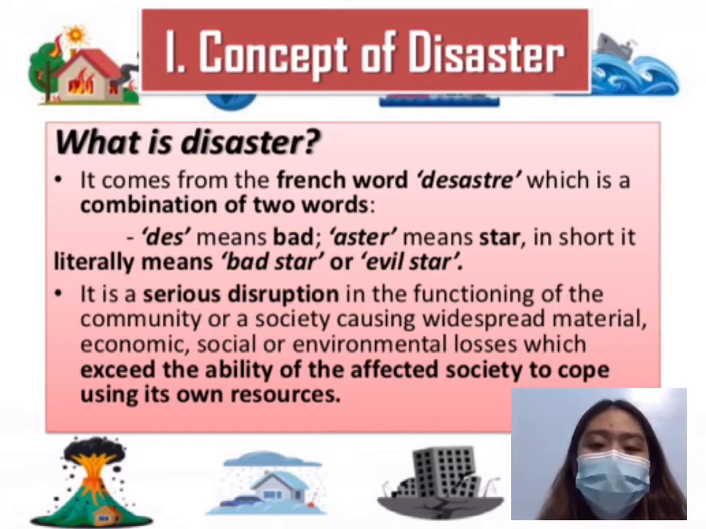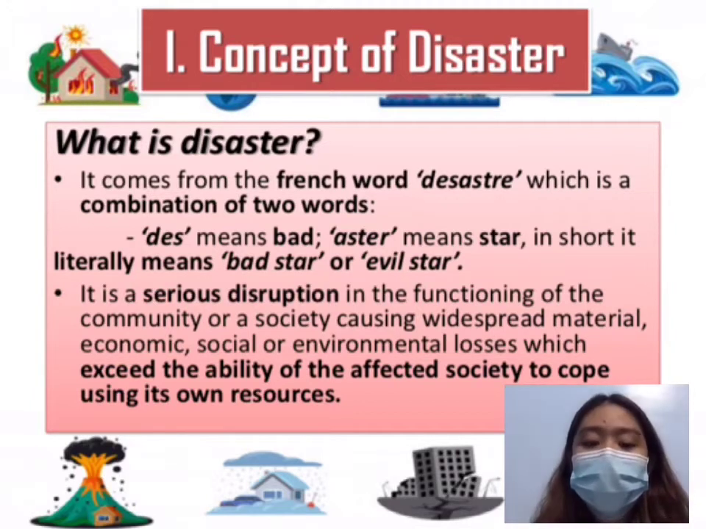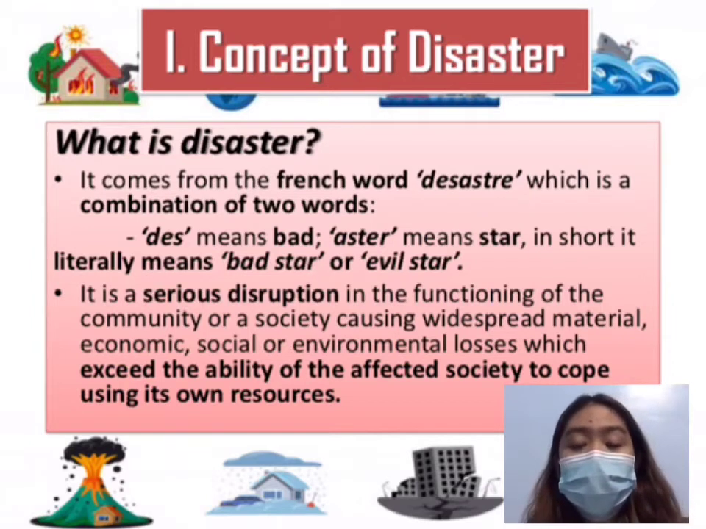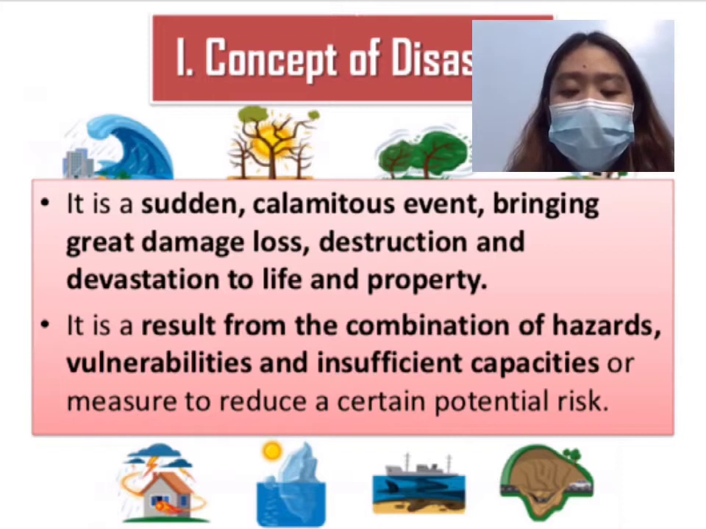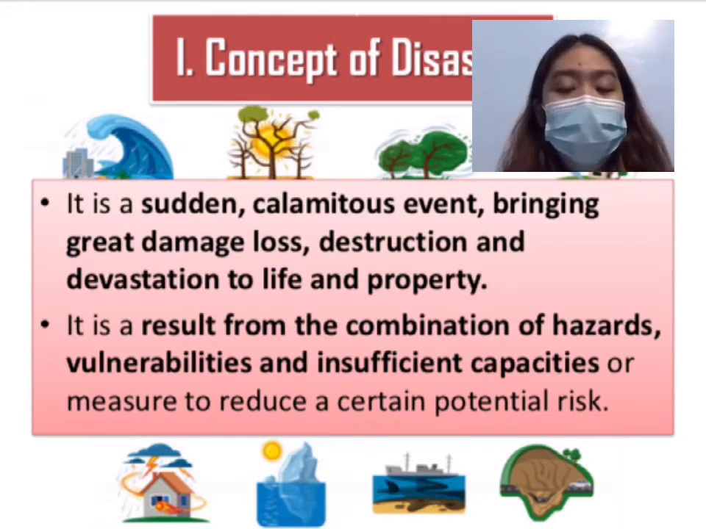Disaster came from the word disastre, which literally means a bad star or an evil star. So, it is a serious disruption in the functioning of the community or a society, causing widespread material, economic, social, or environmental losses which exceed the ability of the affected society to cope using its own resources. It is a sudden event, bringing great damage, loss, destruction, and devastation to life and property.